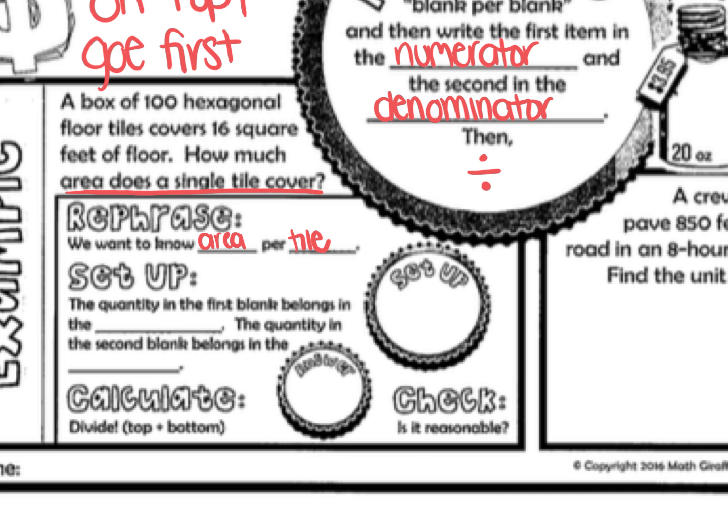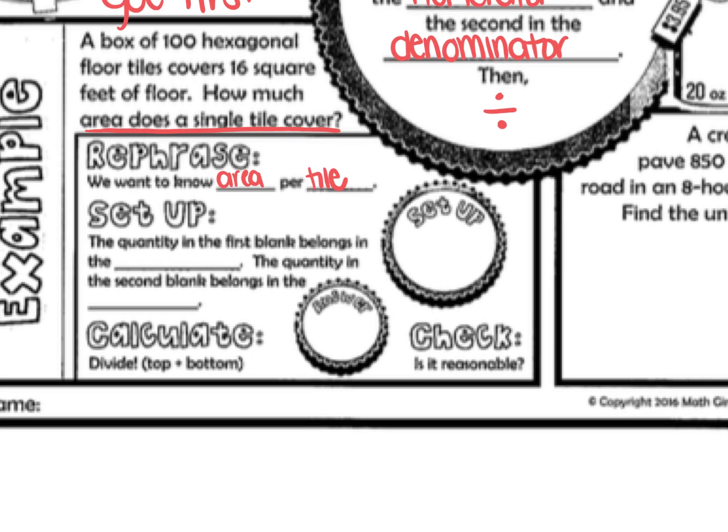So for the setup, we're going to put the quantity in the first blank in the numerator. This is a repeat of what we just put up there. And the quantity in the second blank belongs in the denominator. So what is our setup? If we look at the numbers and we're trying to figure out area per tile, what should our setup be?